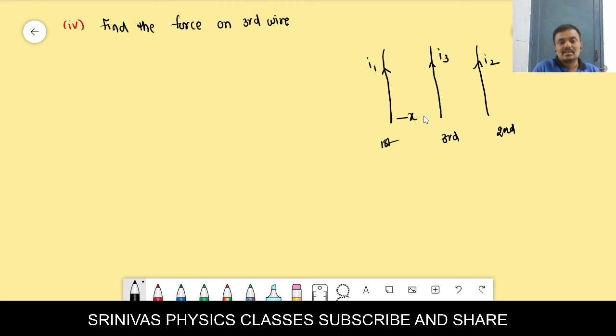The first and third wire are separated by x distance, and the second and third wire are separated by y distance. Will you say what is the force on the I3 wire? Find the force on third wire from the figure. Can anyone give an idea? When the currents are in the same direction, they will attract each other, right? Yes or no?